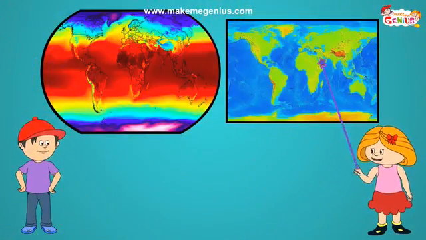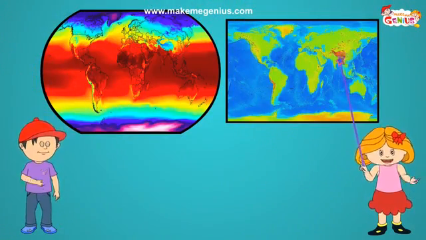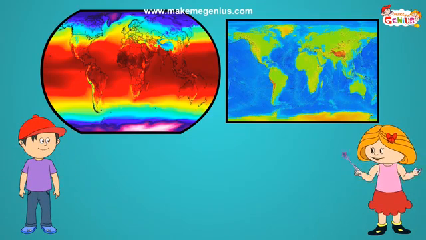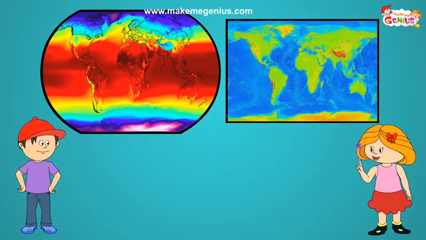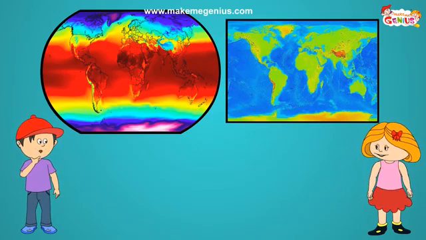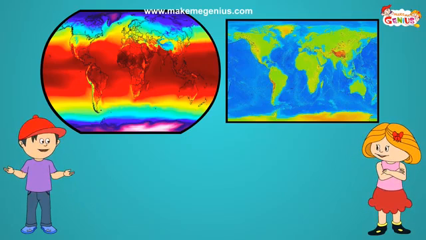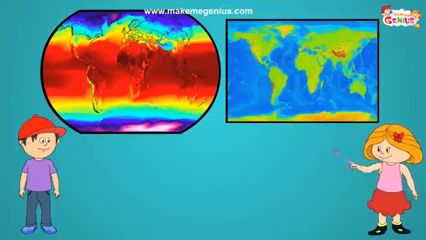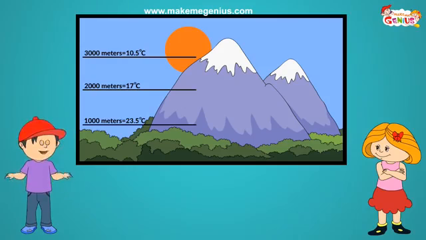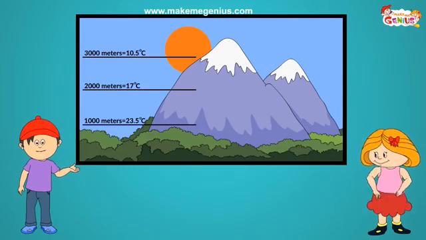Now look at this picture. What do you see in the red color? Oh, these are the Himalayas. Yeah, the place showing lower temperature in the first picture is the Himalayan mountains. Now I understand. The higher you go, the colder it is. As we move up, the temperature keeps going down. So the elevation of a place also affects the climate of a place.